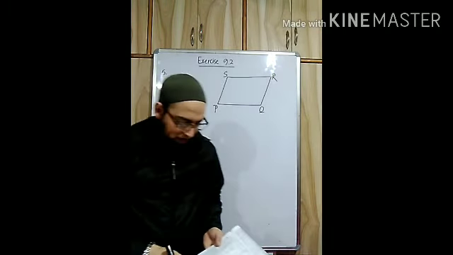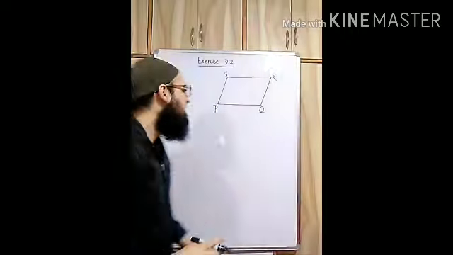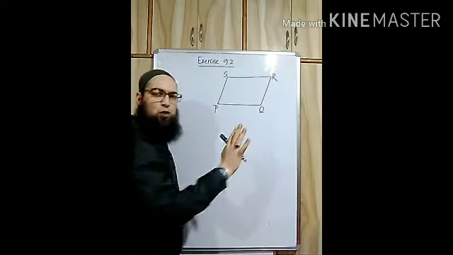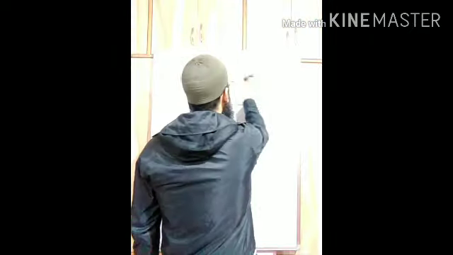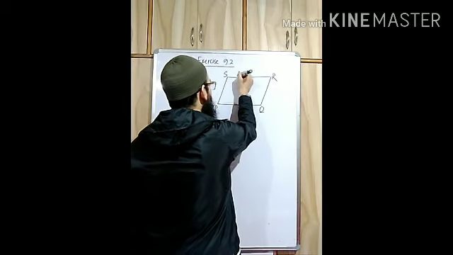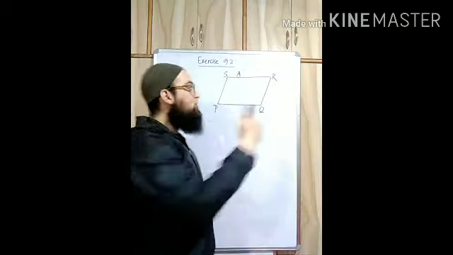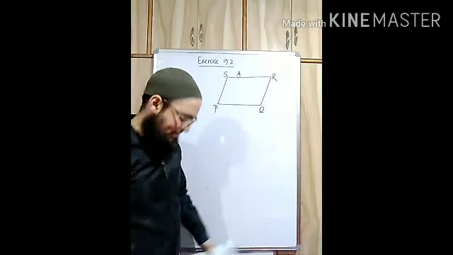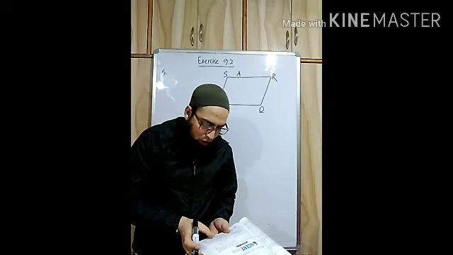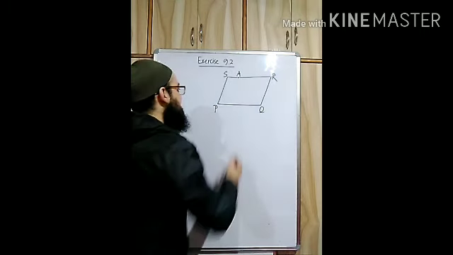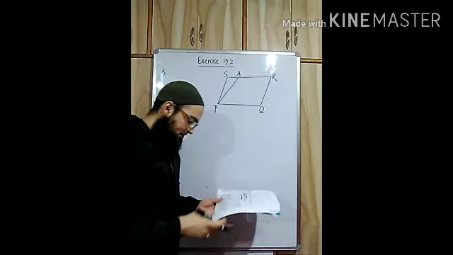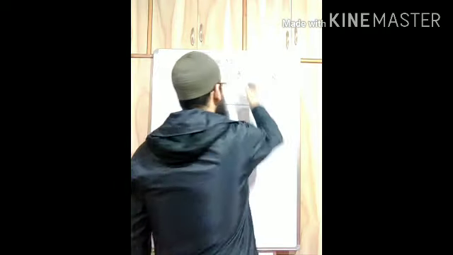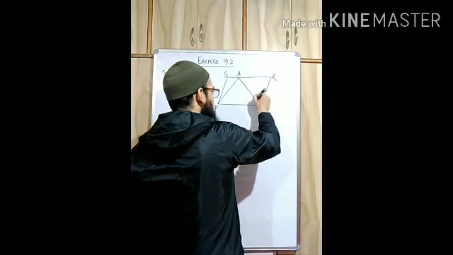She took any point A on RS. So take an arbitrary point A. Arbitrary means take it anywhere on SR or RS. Let's say I took it here. That's what she did. She took any point A on RS and joined it to the points P and Q. Then joined it to P and joined the same point to Q.